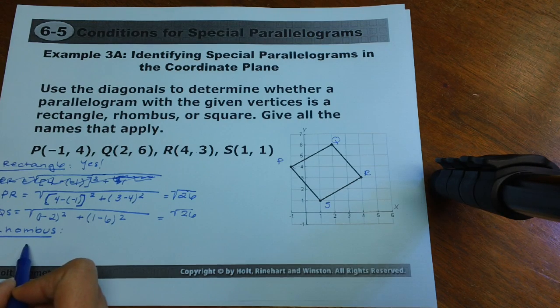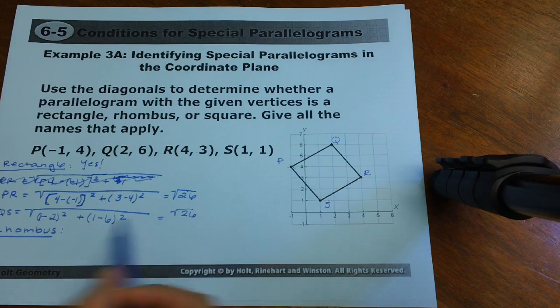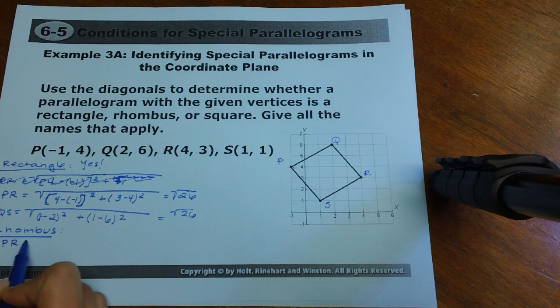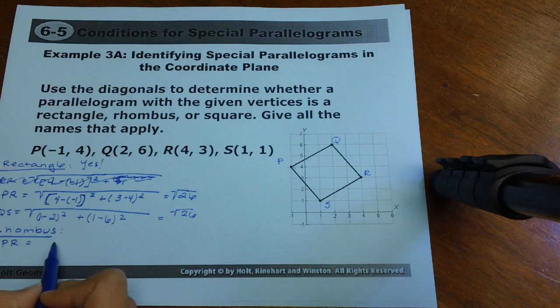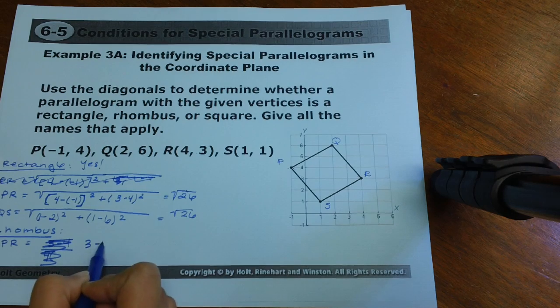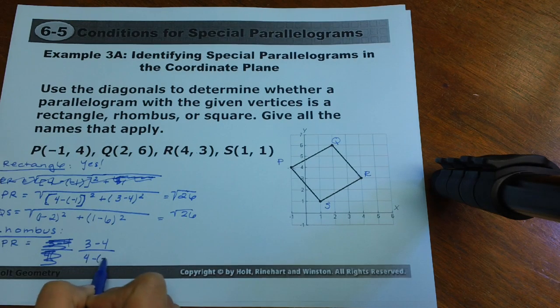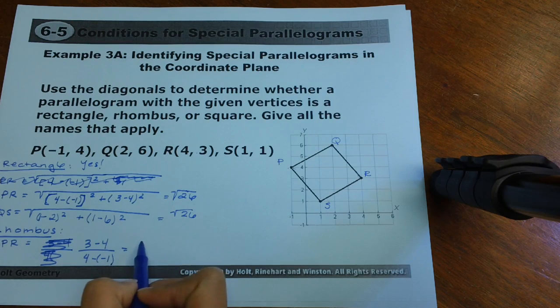So the slope of PR, same thing, we're going with diagonals again. The slope is going to be the change in y over the change in x. So that's going to be 3 minus 4 over 4 minus a negative 1. Whoops, we're going to do that again. 3 minus 4 over 4 minus a negative 1. And if I subtract those, I end up getting a negative 1/5.